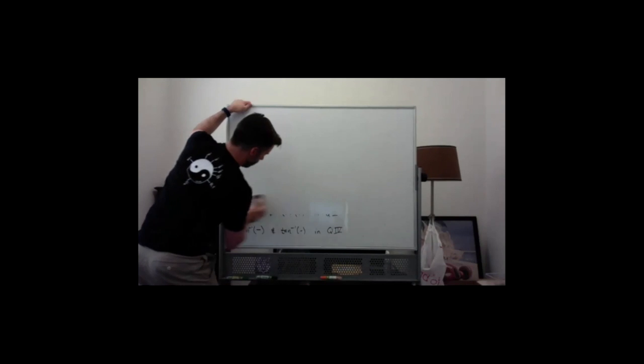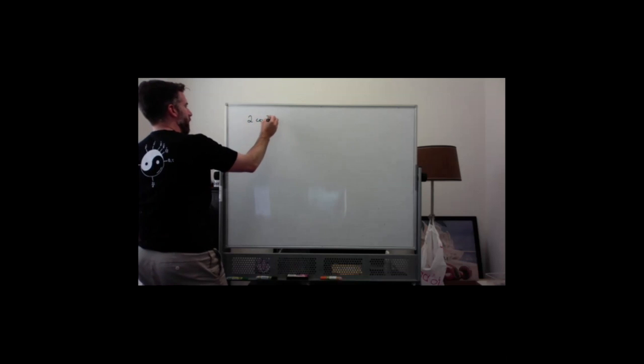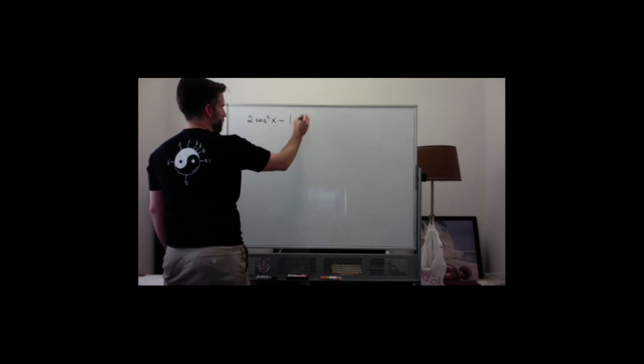I think I'm going to skip around a little. In fact, I want to show you one where you do get more than just 2 answers. So let's look at, say, this one. Let's say I've got 2 cosine squared x minus 1 equals 0.